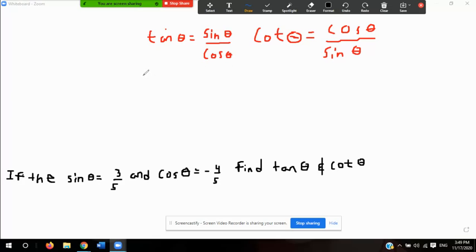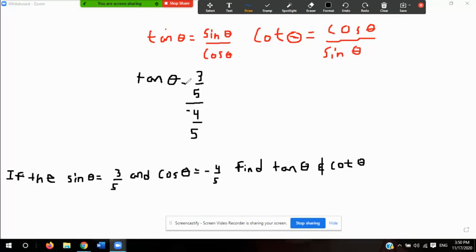Well, to find the tangent, we know that is the same thing as saying, if we have quotient identities, which are being used in this case because 3/5 and negative 4/5 are fractions. So we have the tangent of theta, and the tangent of theta is going to be the same thing as saying sine over the cosine. So that would be 3/5, which is the sine of theta, over the cosine of theta, which is negative 4/5. And this, of course, is going to have us divide the fractions.